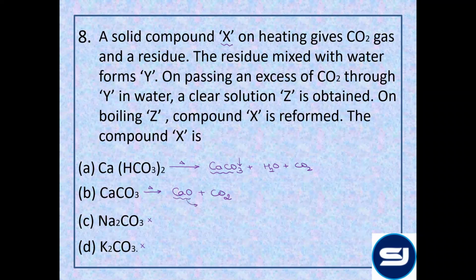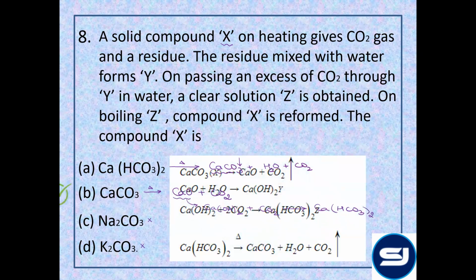But CaO mixed with water gives you calcium hydroxide, which on passing CO2 through Y in water gives a clear solution Z, that is of calcium bicarbonate. And then on boiling compound Z, X is reformed, which is nothing but calcium carbonate. Understood? So the answer is option B.